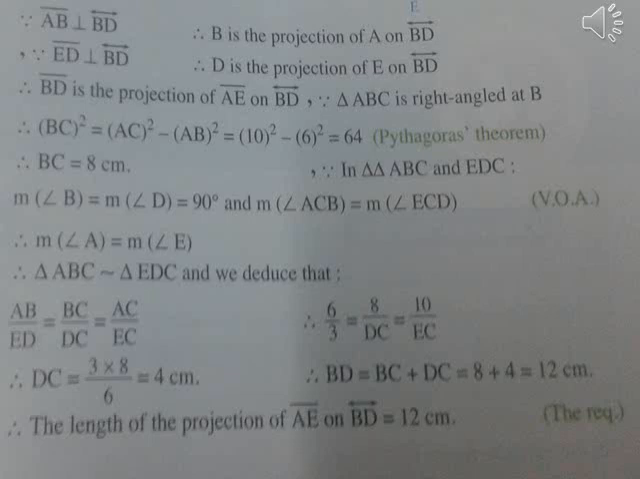Since triangle EBC is right angled at B, therefore BC squared equals EC squared minus EB squared equals 10 squared minus 6 squared equals 64, by the Pythagorean theorem. Therefore BC equals 8 cm.